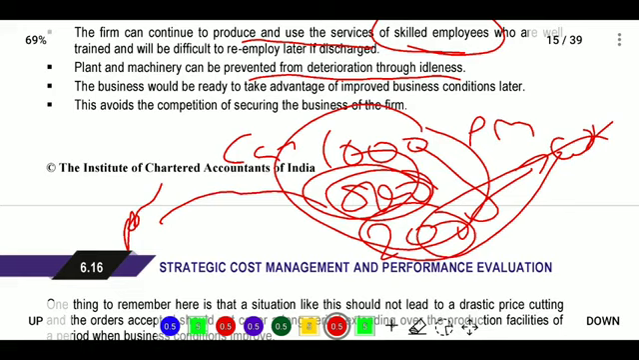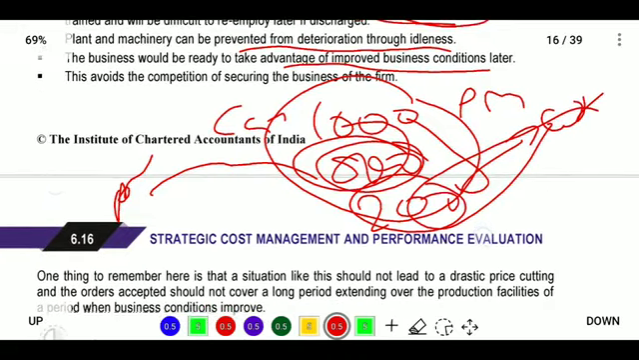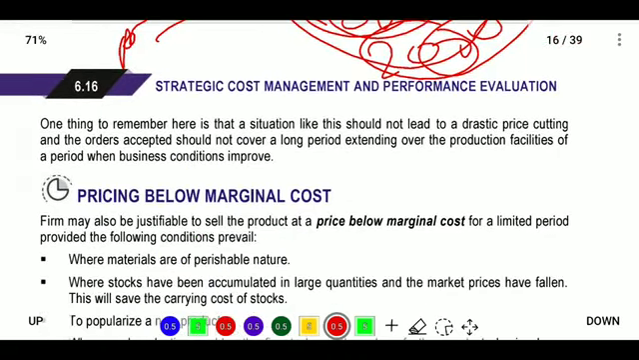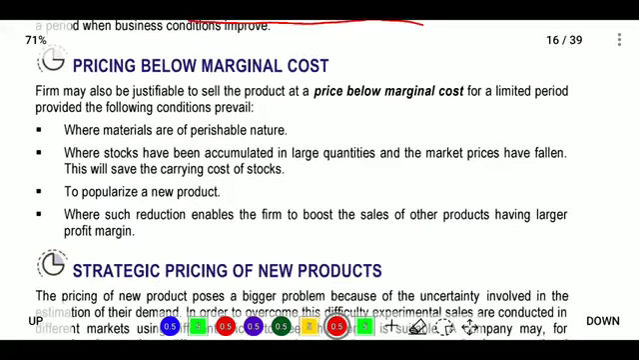Next, the business should be ready to take advantage of improved business conditions later. Next, this avoids the competition in securing business of the firm. Next, one thing to remember here is that a situation like this should not lead to drastic price cutting. The order accepted should not cover a long period extending over the production quantities. Next, pricing below the marginal cost. Sometimes we will sell below the marginal cost.